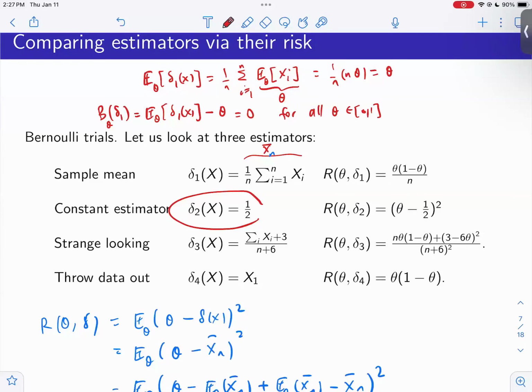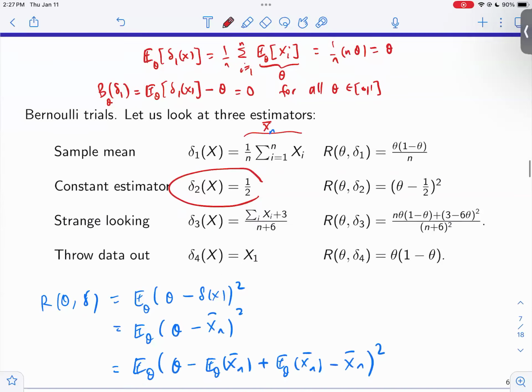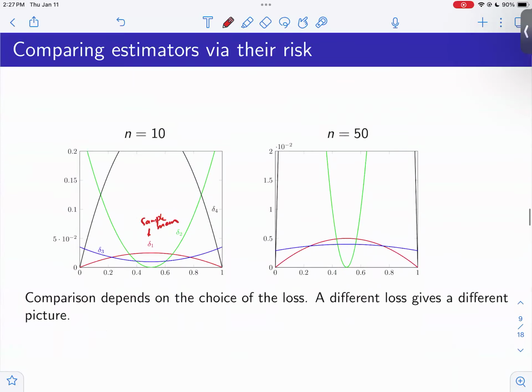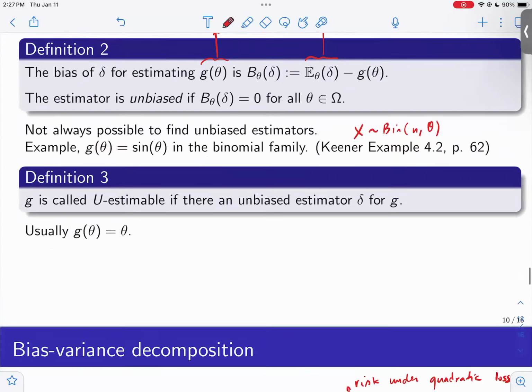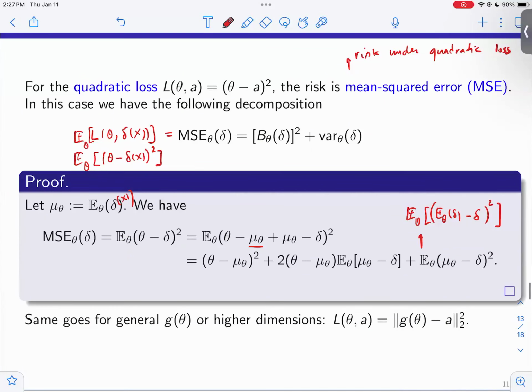So traditionally, statisticians have been very interested in unbiased estimators, but if you care about risk, for example in prediction, bias is not necessarily bad. Maybe you can have a bit of bias and reduce the variance a lot.